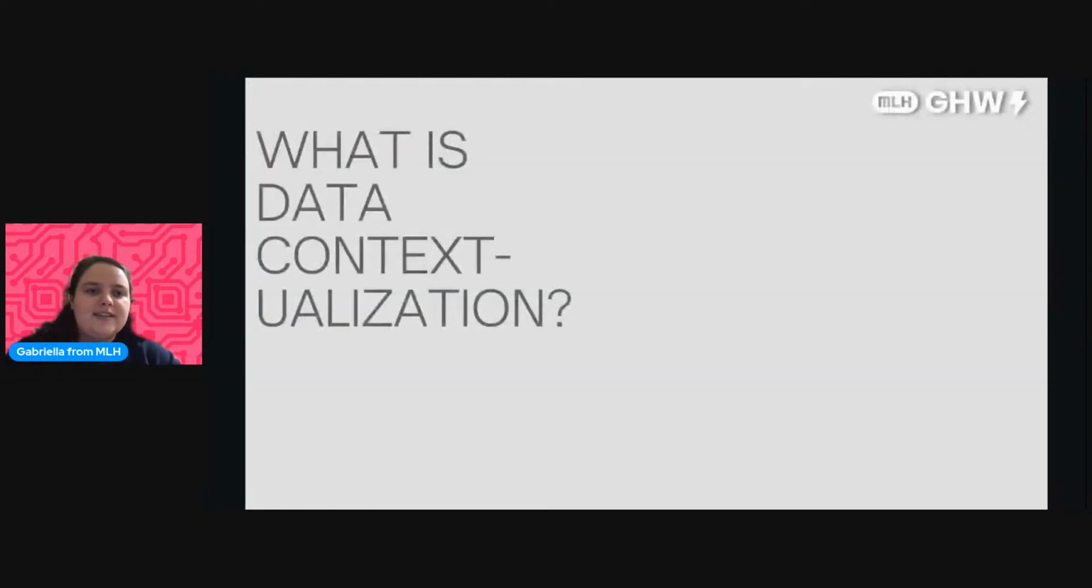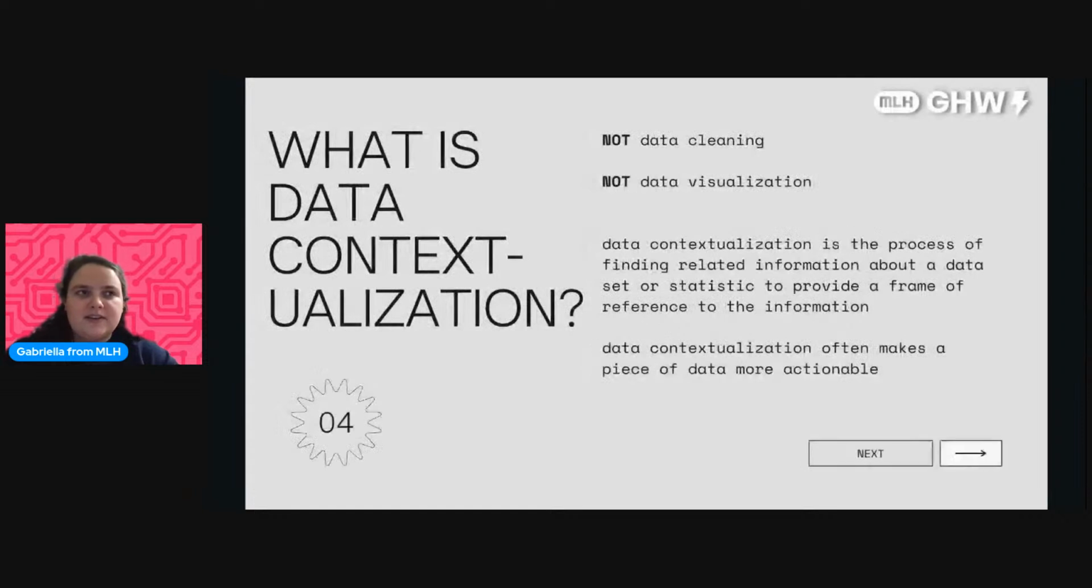So firstly, what is data contextualization? You might have heard contextualization used in a different sentence from data, but not together. It's not data cleaning, it's not data visualization, and it's not data engineering, but it can be related to all three of those things. Essentially, data contextualization is the process of finding related information about a data set or specific statistic and using that information to provide a frame of reference to the information.